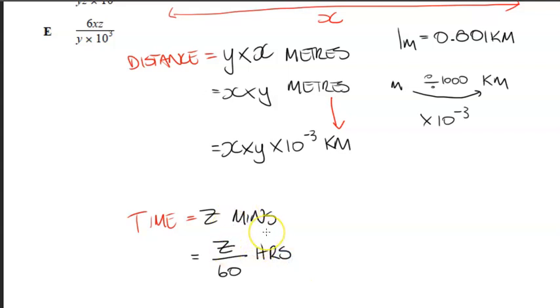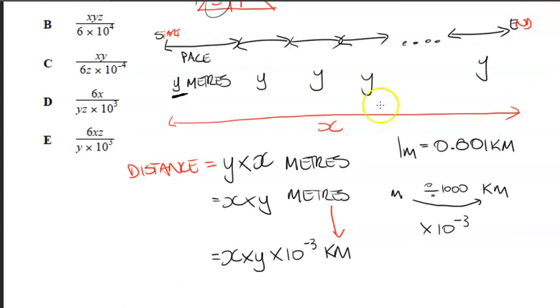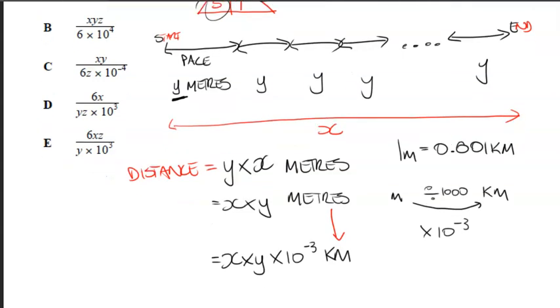Okay, so your z could be anything. You would put that z amount in minutes, but then to represent this in hours, you just divide this by 60. And again, this is where you see that 6 pop up. So you know you have to deal with a 6, and you know there's going to be some cancellations, specifically from the 10 to the power of -3 and the 60.